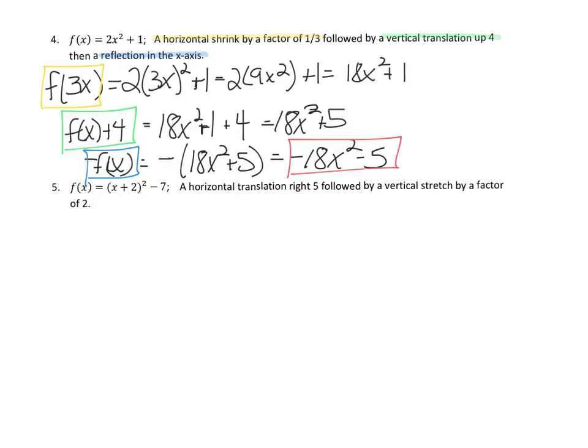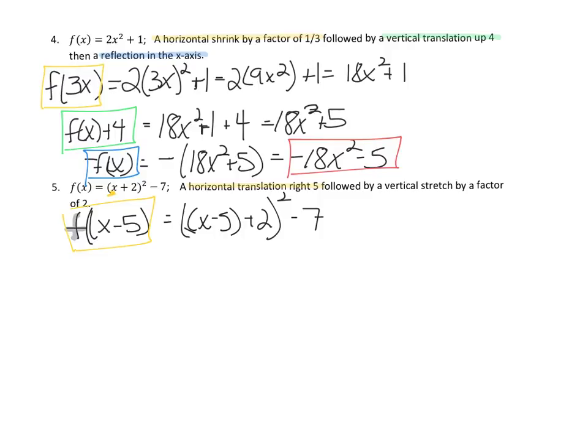Number 5, f of x equals (x plus 2) squared minus 7. Our first thing, horizontal translation, right 5. So right 5 is in function notation f of x minus 5. So we're going to be replacing the x inside the parentheses here with parentheses x minus 5. So that gives us parentheses x minus 5 plus 2 parentheses squared minus 7. There I replaced the x with the x minus 5.